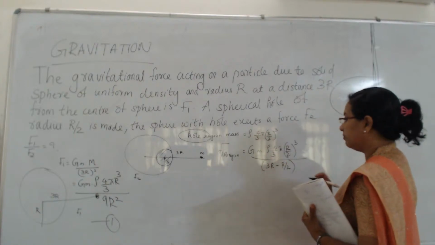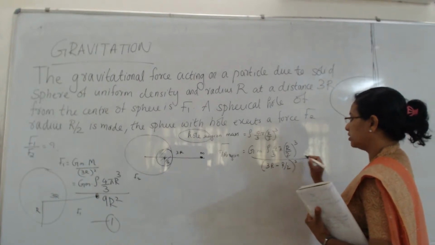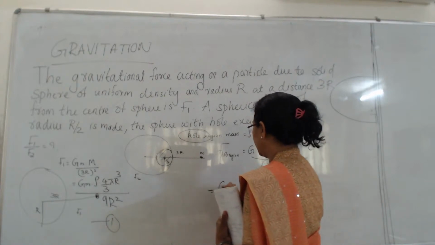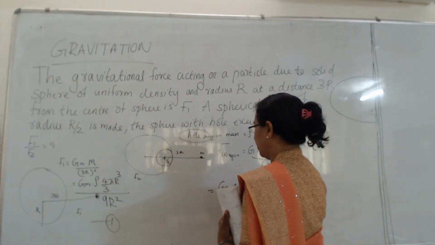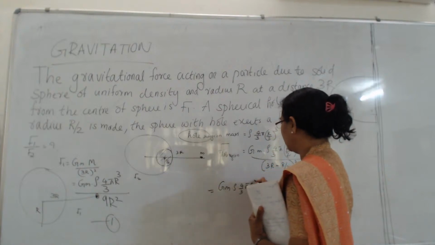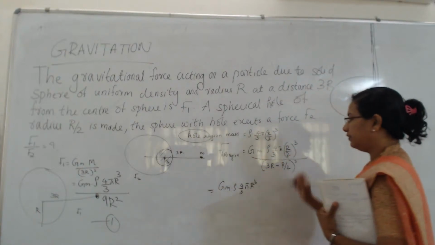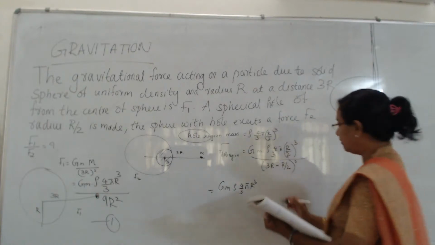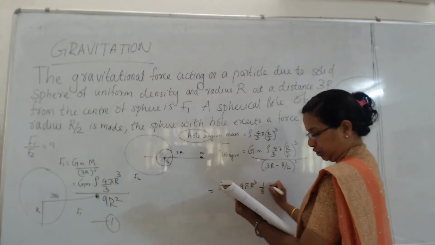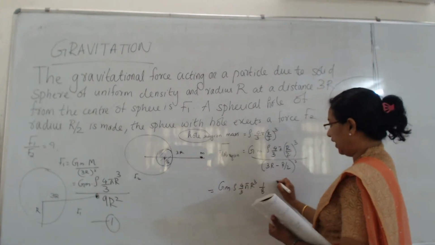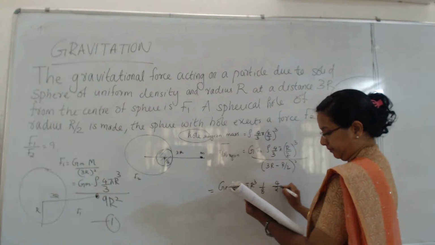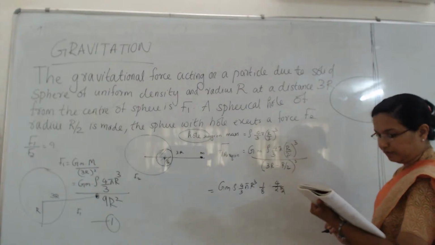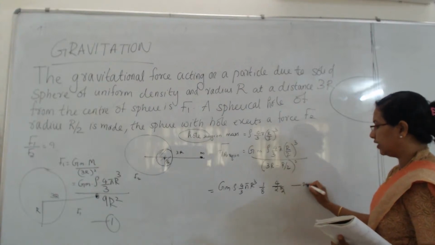Because the total radius will be r by 2 the whole square. I can take this as 4 by 3 pi r cubed G m rho into, here we will get an 8. This is 3r minus r by 2, which is 5 by 2. So we can write this as 1 by 8 into, the down one I can write as 4 by 25. The rest all will be the same. This I can take as equation number 2.